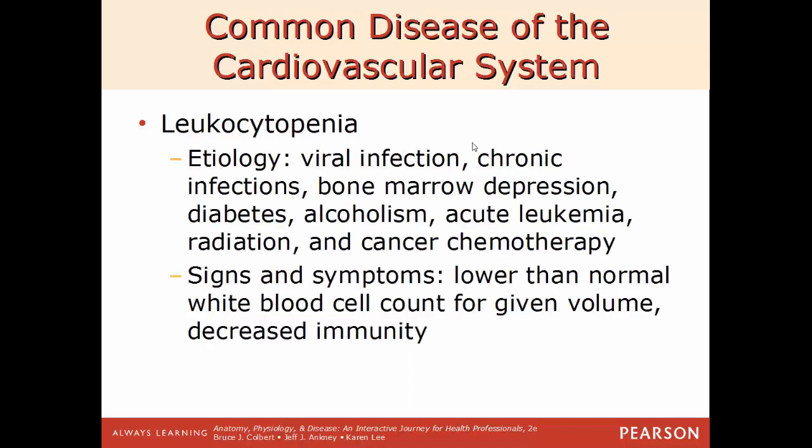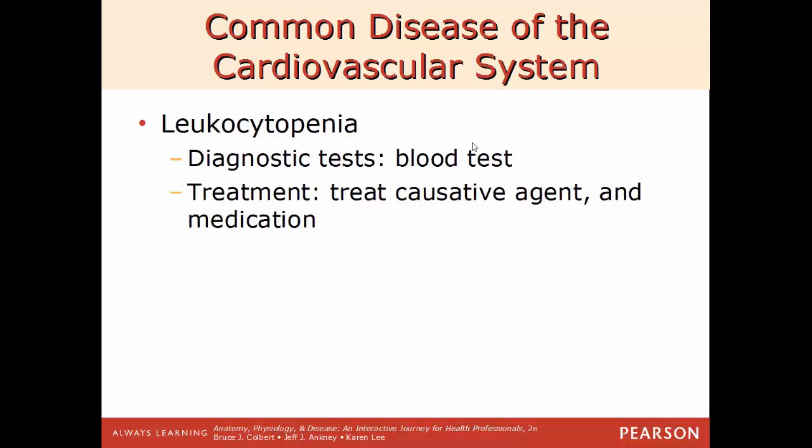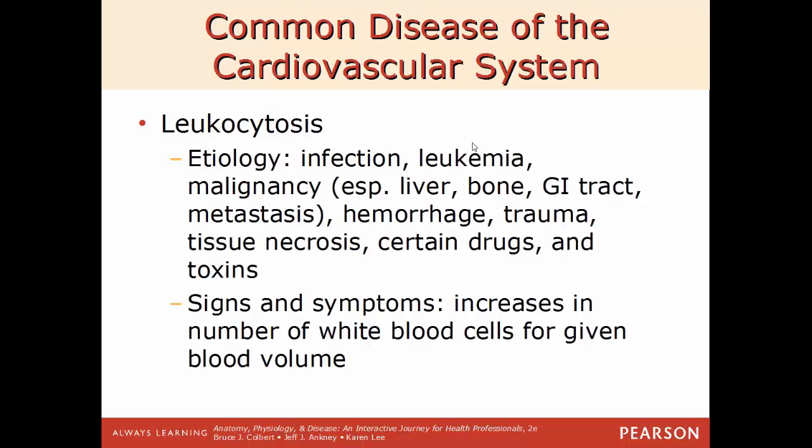Leukocytopenia, etiology, is caused by a viral infection or chronic infections, or a bone marrow depression, diabetes or alcoholism, acute leukemia, chemotherapy treatments, radiation treatments. Some signs here: having a lower than normal white blood cell count for a given volume of blood, and also having a decreased immunity. Diagnostic test: blood test to check for white blood cell counts. And for treatments, treating the causative agent, and also some medications.